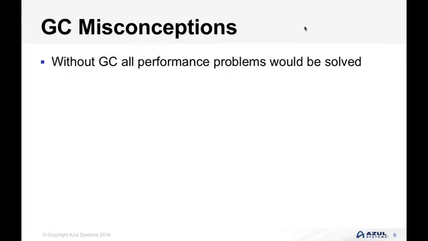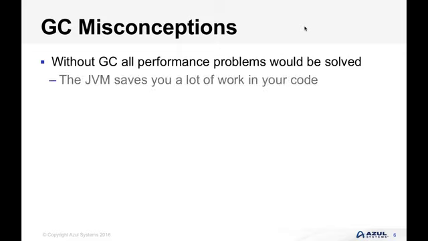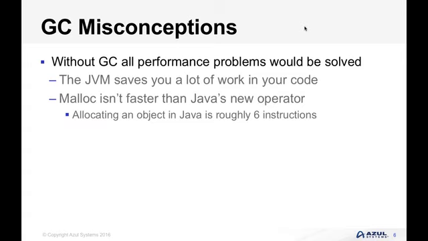Other misconceptions that people have. Often people look at garbage collection in a slightly negative way, and they think that if the garbage collector wasn't there, all their performance problems would be solved. Because of its non-deterministic nature, people sometimes don't like the idea of the garbage collector, and they think that if they could take control of the way that things worked, then they could actually solve the problems they have with performance. The reality is that the JVM saves you a whole lot of work in terms of your code. So you're not having to do explicit memory allocation, you're not having to do tracking of your own memory references and your own objects, and then having to free those things up.